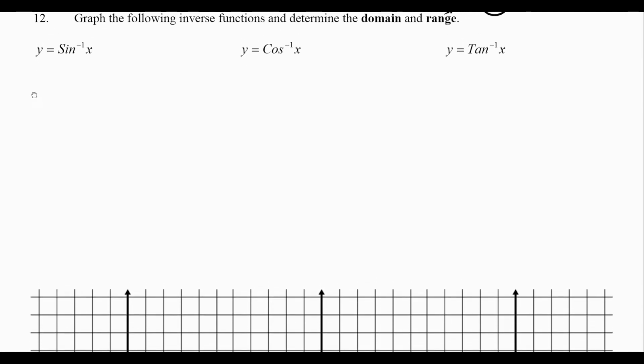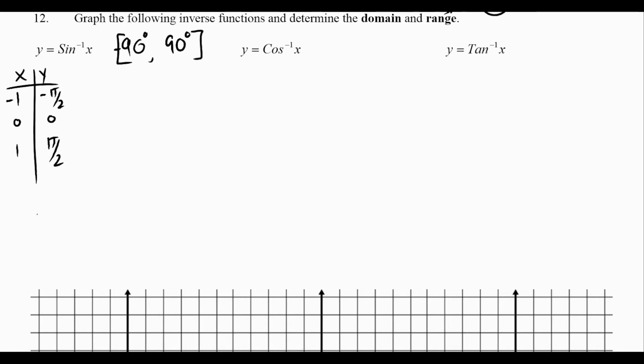Okay, so number 12. What I'm going to do is I'm going to set up a table. I'm going to do x and y. But what's really nice here, since we're talking about the restriction for sine is going to be from negative 90 degrees to 90 degrees, all I just need for the y values is negative pi over 2, 0, pi over 2, and I'm done. Bam. So this is going to be negative 1, 0, and 1. Over here for cosine, since the restriction goes from 0 degrees to 180 degrees, we're going to write this as, this is x, this is y. We're going to go from 0, pi over 2, and then to pi.